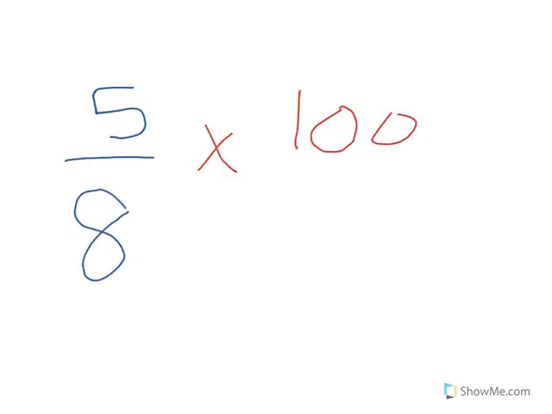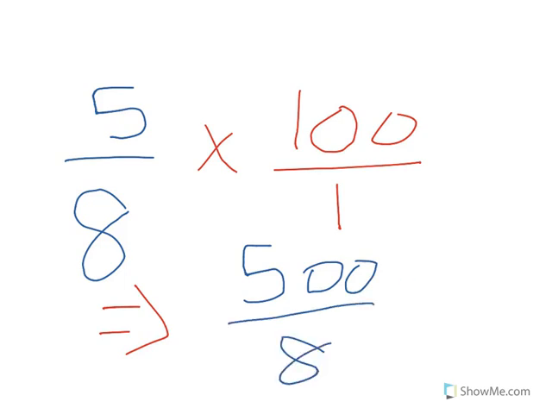Now another thing: if you want to find the percentage of 5 over 8, the first step is just to multiply it by 100 over 1, which equals 500 over 8, and it equals 40%. Sorry, not 40%. Sorry, it equals 62.5%. 62.5%, right?